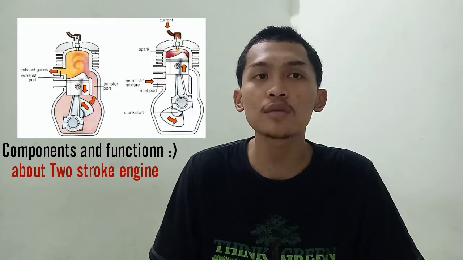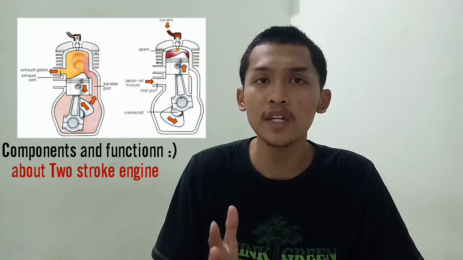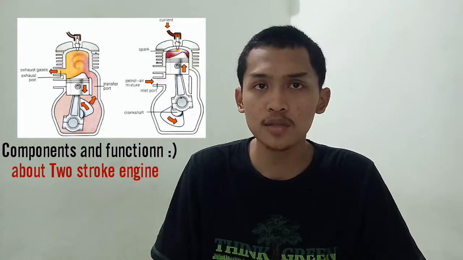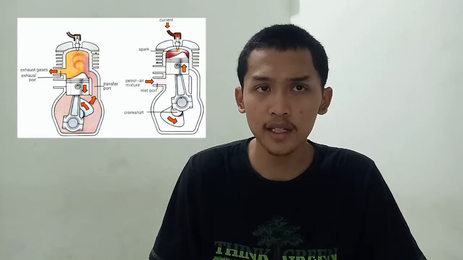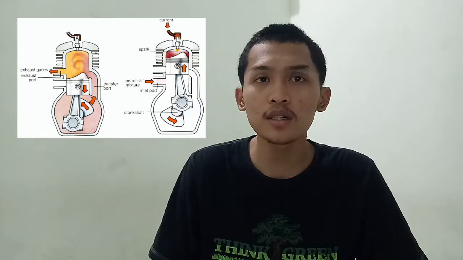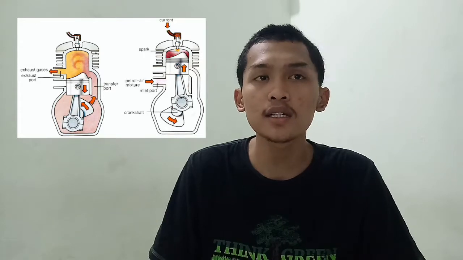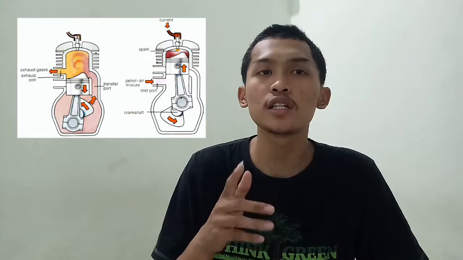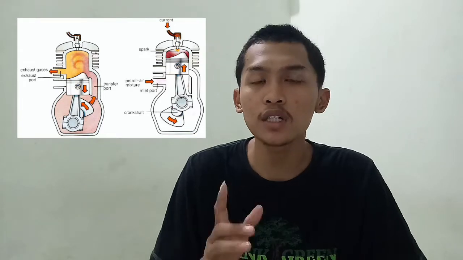Number three, piston. Pistons are tubular components with a certain diameter. The diameter of this piston is certainly similar to the diameter of the cylinder capacity, because the position of the piston is inside the cylinder capacity. Its function is to adjust the size of the volume of the combustion chamber.